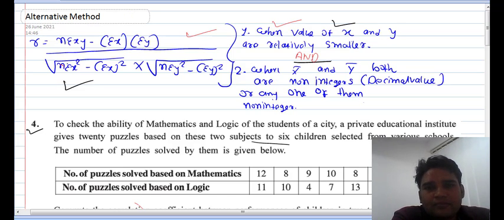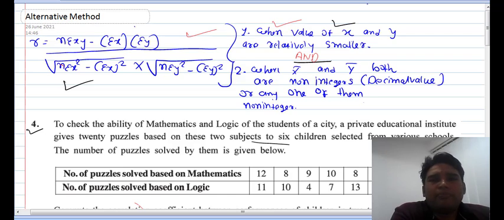Now the formula is n sigma xy minus sigma x sigma y, upon square root of n sigma x square minus sigma x whole square, multiplied by square root of n sigma y square minus sigma y whole square. Now when will we use this method? When the values of x and y are relatively smaller. Now smaller is a relative term.